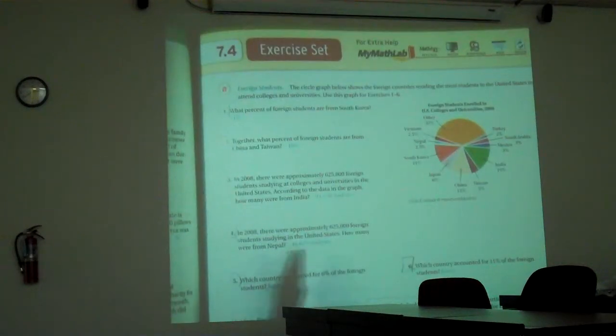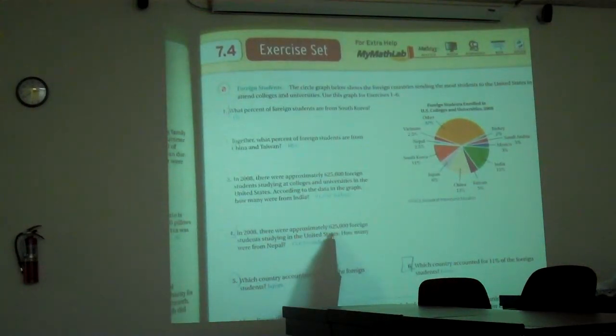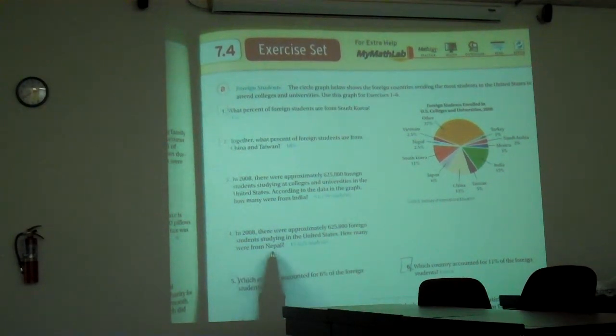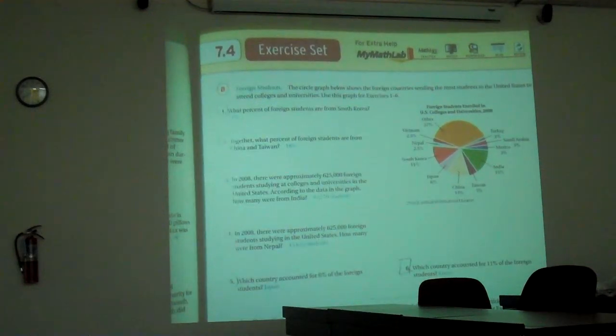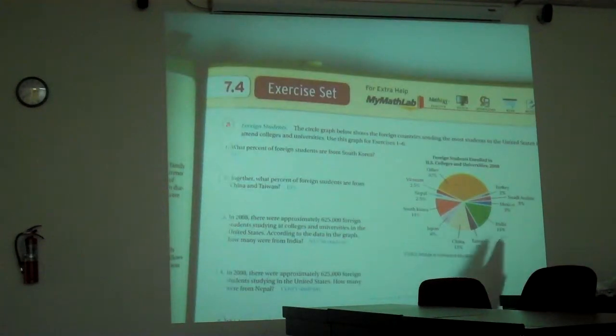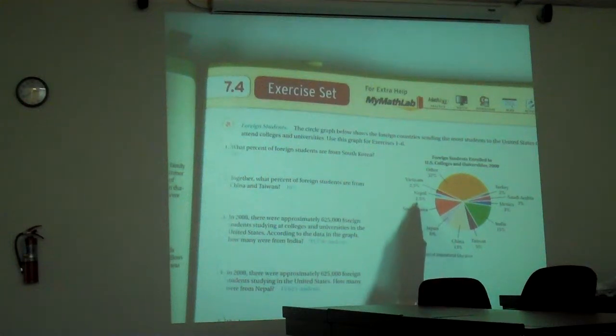Number 4 is like there's approximately 625,000 foreign students studying in the United States. So how many are from Nepal? What you do is you need to get a number. Nepal is, where is it? So you need to find 2.5% of what it tells you the total is. You should know how to do that because we did percentages, right?